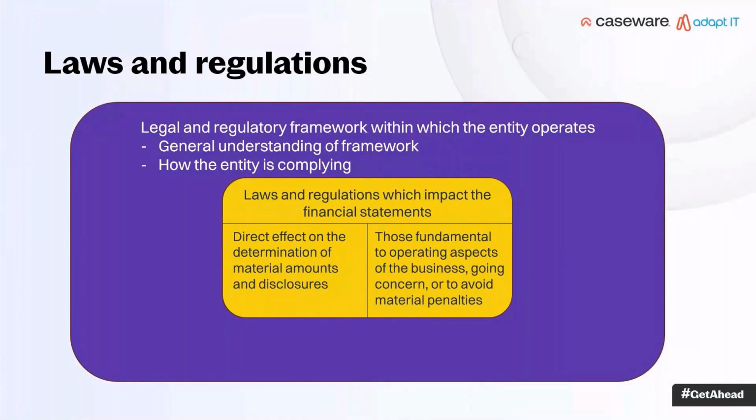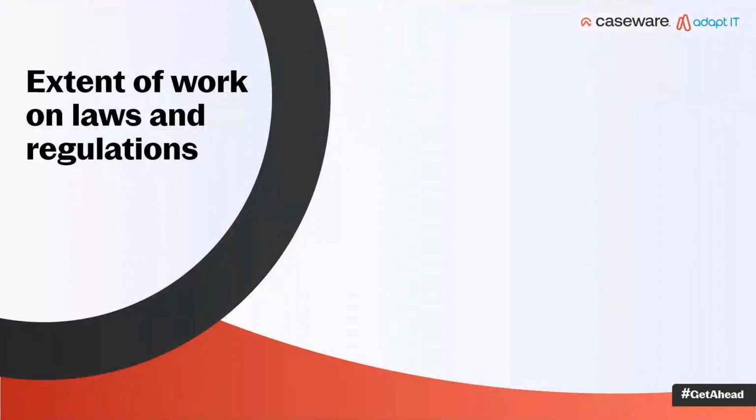So now that we've got some examples linked to the blocks, let's now go and think about what it is we need to do in these yellow blocks. So when I've either got a direct effect or where those legislations or laws and regulations are fundamental to the operating aspects, affect the going concern, or must be complied with to avoid material penalties, what is the extent of the work that we need to do?